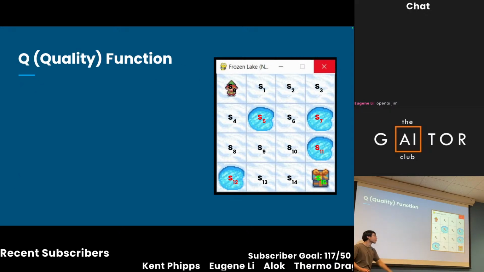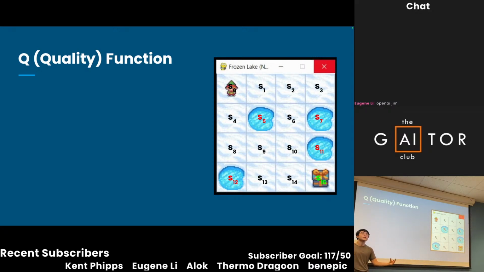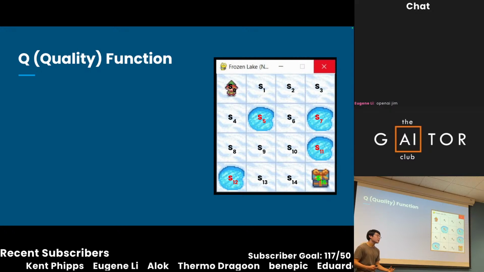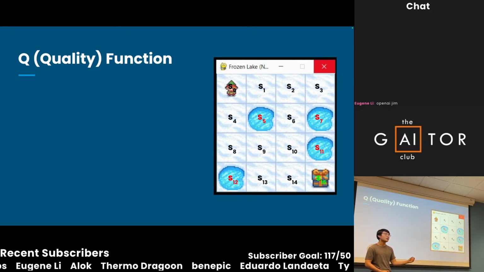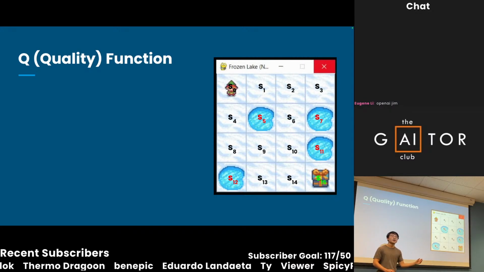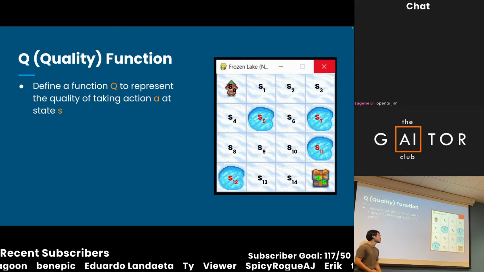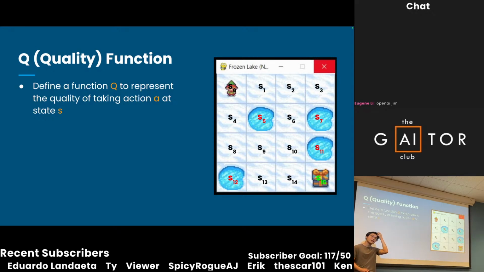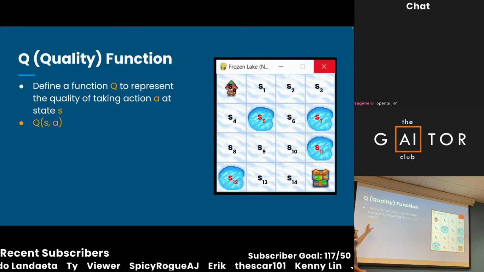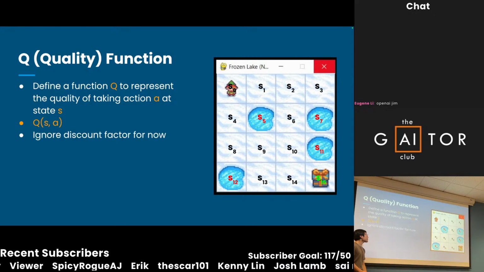All right, we're going to extend this a little bit to something called the Q function, or quality function, because a value function tells us the value of being in a state, but it doesn't tell us how good it is to take a given action at that state. So we're just going to add a parameter to our function, A for action. And so we define a function Q to represent the quality of taking action A at state S. It's going to look like Q of S and A, so it's just like V of S, but with an action A.